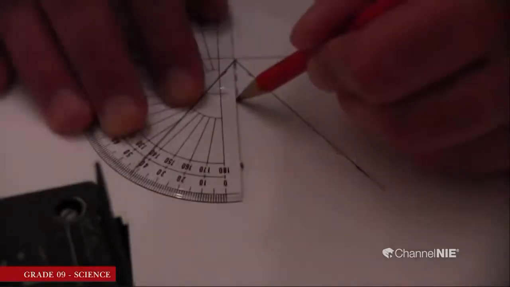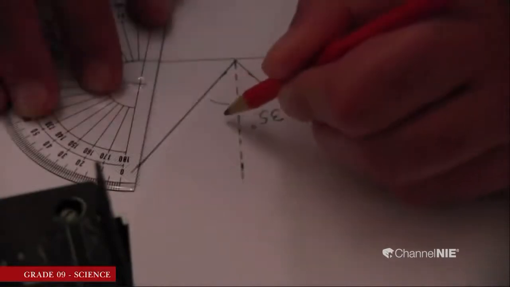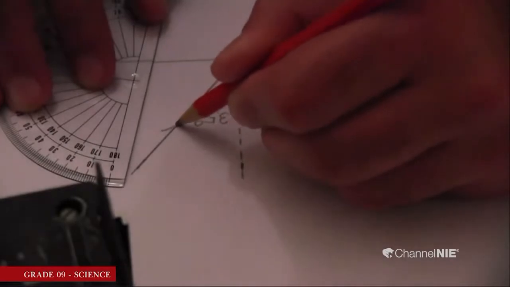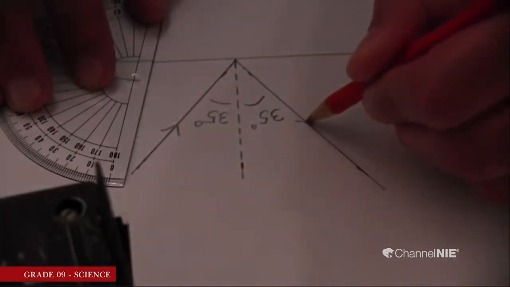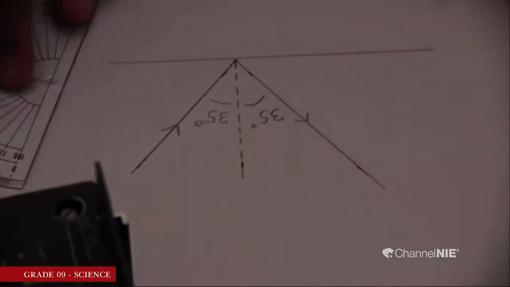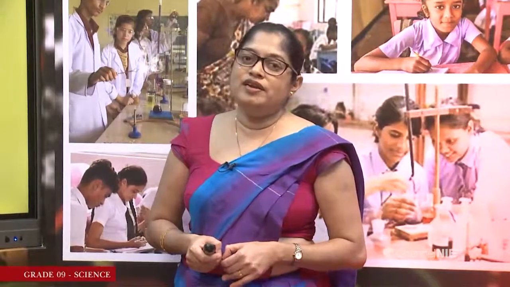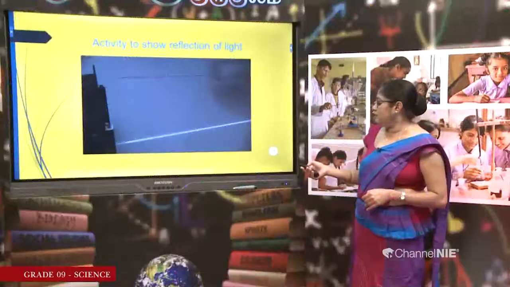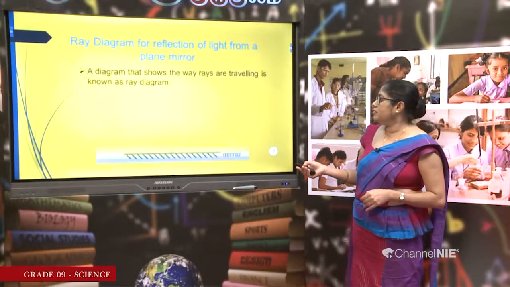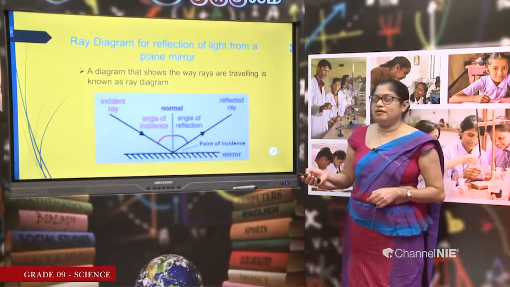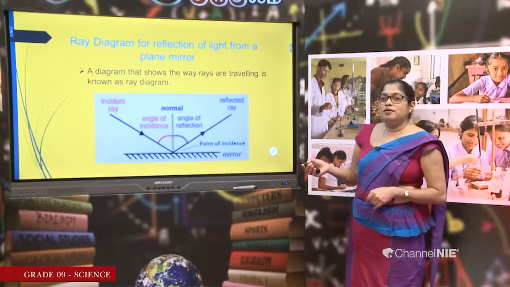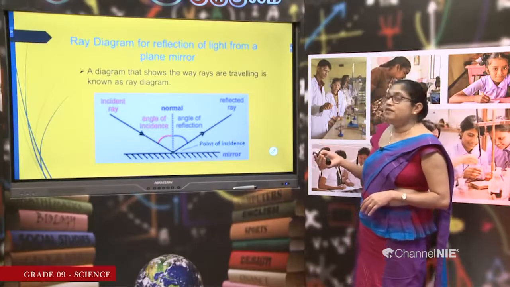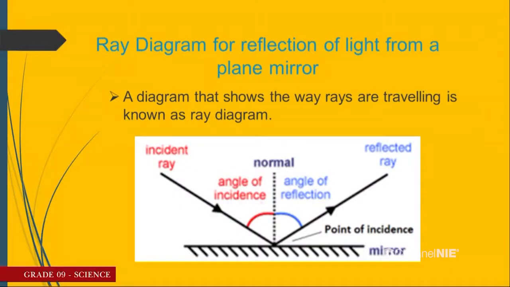Then you can complete the diagram by drawing the perpendicular line as a dotted line, marking the value of the angles and showing the direction of light rays using an arrowhead. Once we have done the activity, you will end up with a diagram like this. This is called a ray diagram. A ray diagram is a diagram that shows the way light rays are travelling. So, let us define the parts of this diagram.